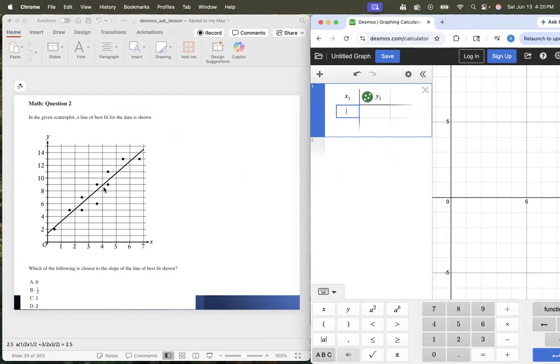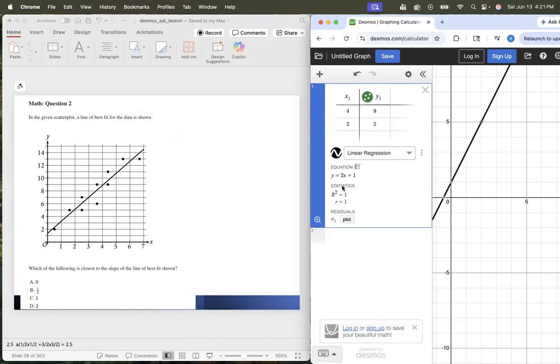If I see 4 here, it looks like it's on 9. So I'll pick 4 and 9. I pick another point that's easy to get. I see 2. 2 is almost 2, and this is 5. So I pick 2 and 5, and I plot it, and I get this. So my gradient is 2. I pick my answer. That's the slope right there.